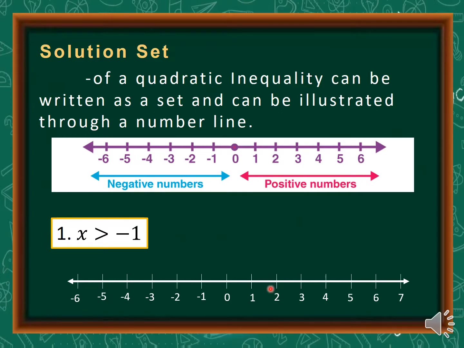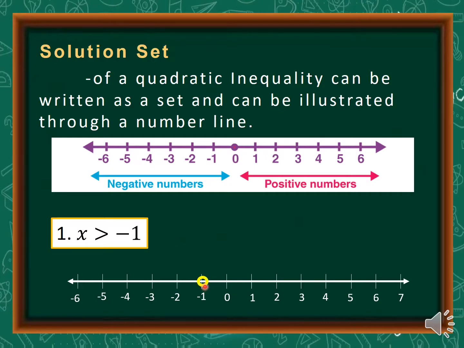Okay, so I prefer that you use graphing paper, the one with grids, so you will just follow the lines. You will have the negative and the positive numbers. And then how are we going to illustrate x is greater than negative 1? So negative 1 is our critical point. We will draw a point here at our negative 1.